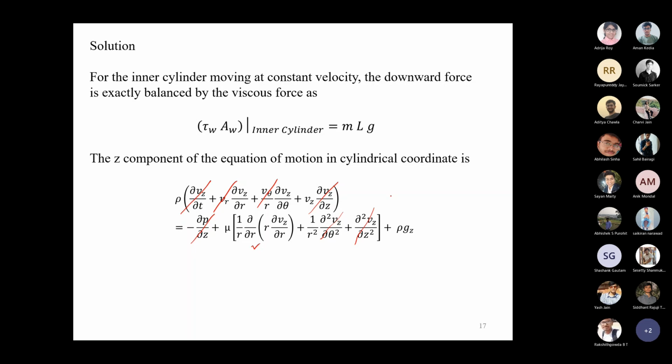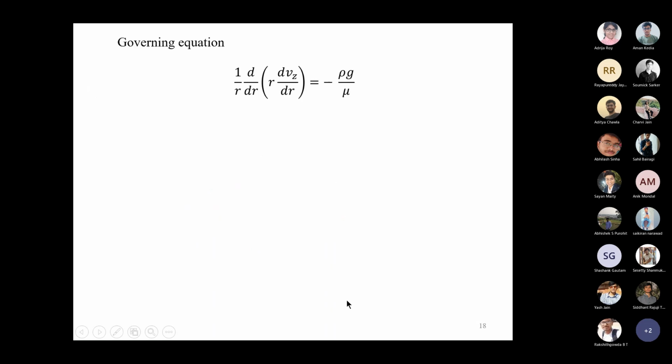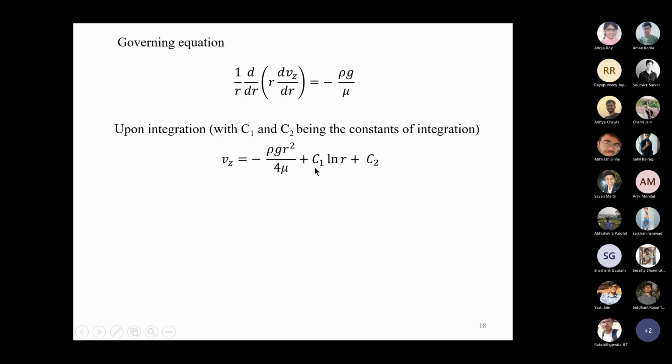And for Gz, obviously this Gz is to be replaced by the component of gravity which is acting in this. So therefore the Navier-Stokes equation would simply become this. That's the reduced form of the Navier-Stokes equation, and you can always integrate to find out C1 and C2.